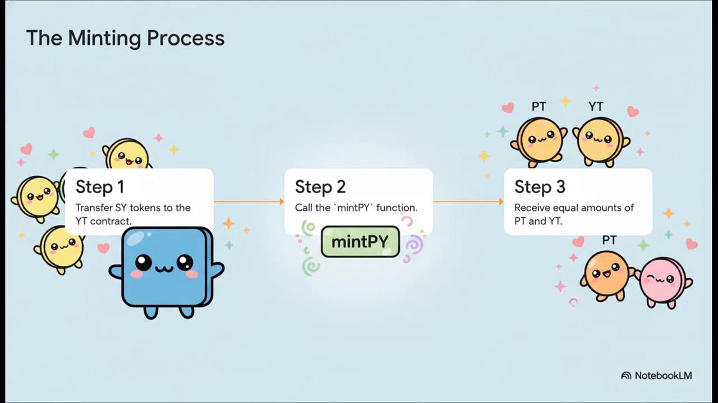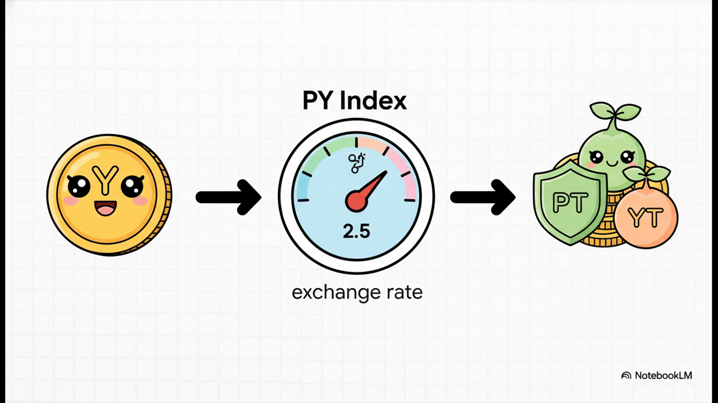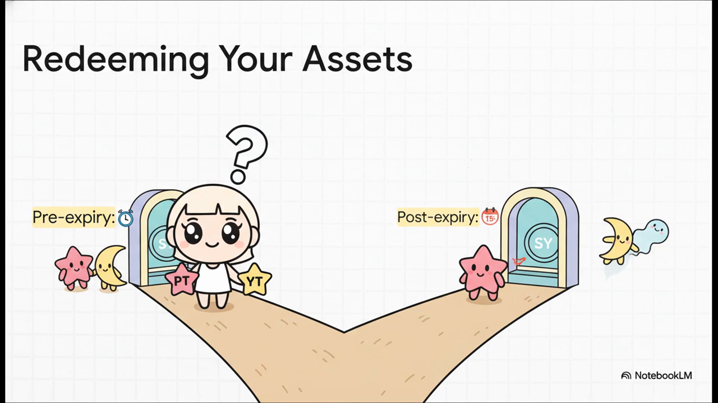Minting these is a simple three-step. Deposit your SY, call the mint function, and bam, you're done. Now here's where it gets interesting. The amount you get is all about this PY index. And when it's time to redeem, you've got two different paths, pre or post-expiry.